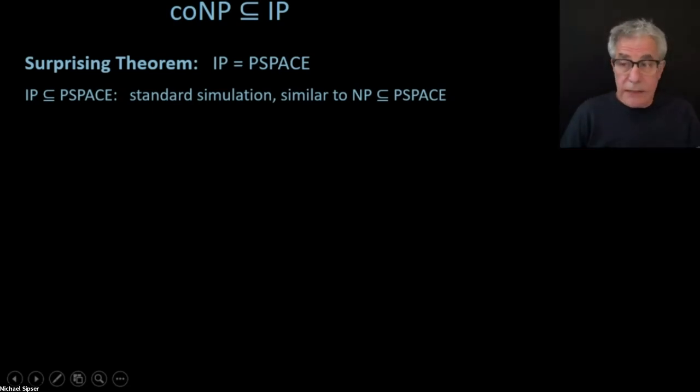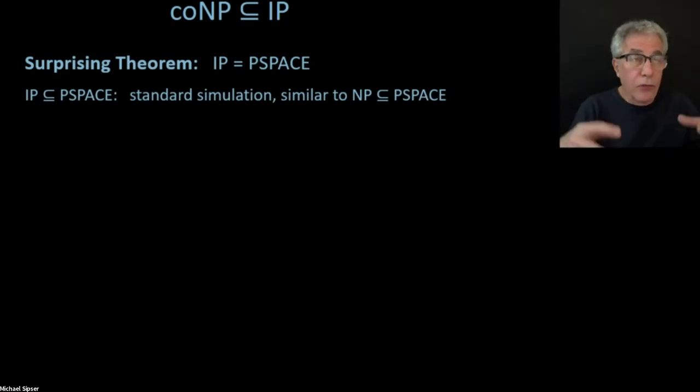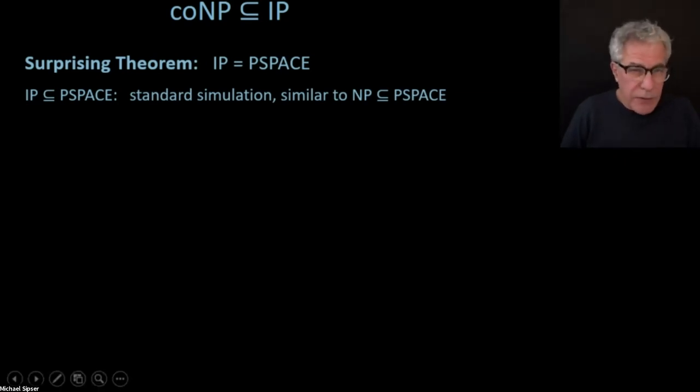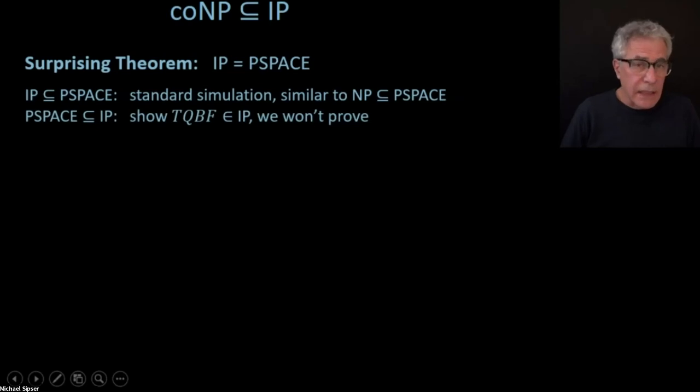One direction of that is a fairly standard simulation. With PSPACE, you can basically work your way through the tree of possibilities for an interactive proof protocol, and you can calculate the probability that the verifier would end up accepting if you had the best possible prover that would try to make the verifier accept. And you can just do that calculation. It's in the book. You're not going to be responsible for knowing that. Actually, we haven't covered it in lecture, but it's not very hard. A little technical, I suppose.